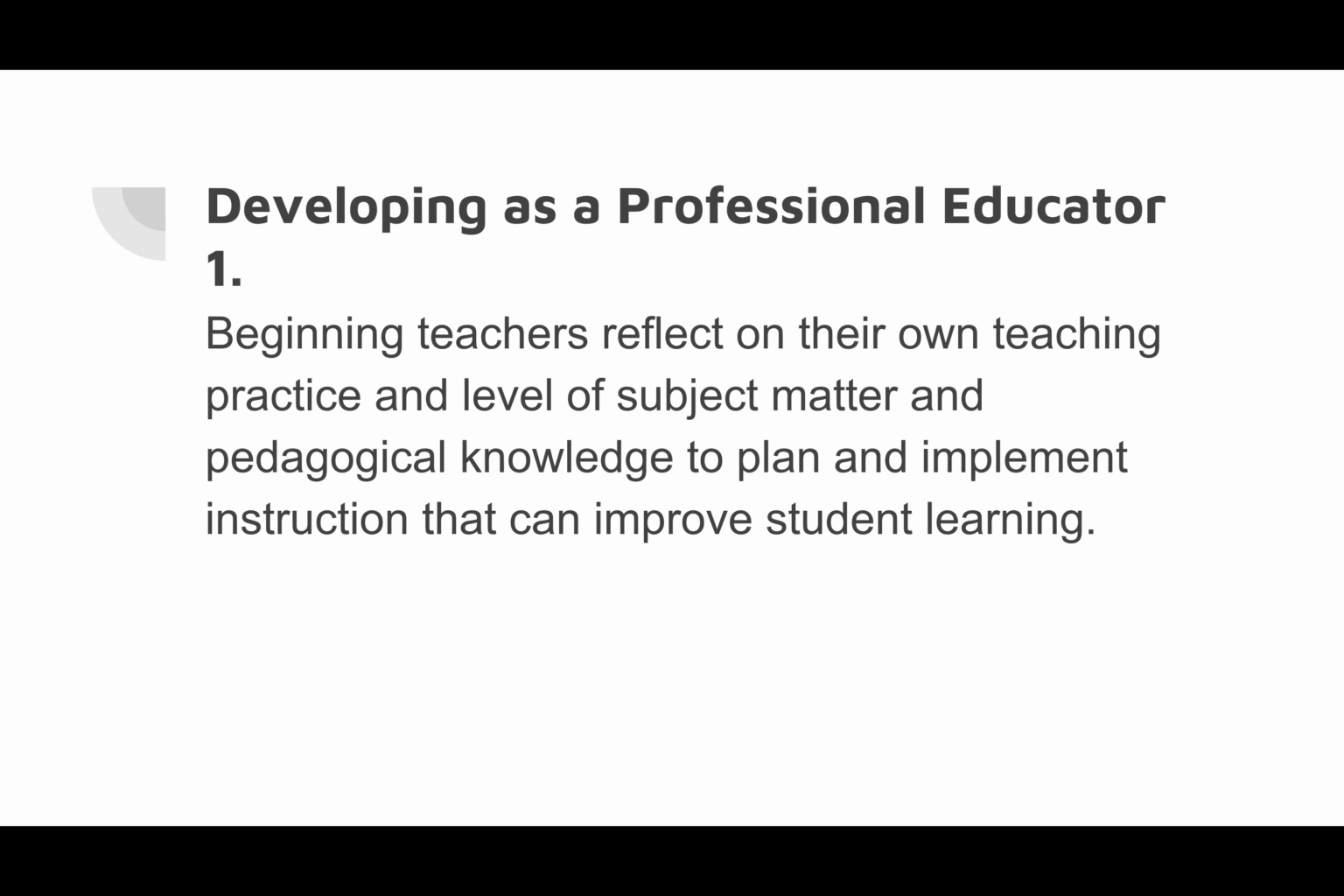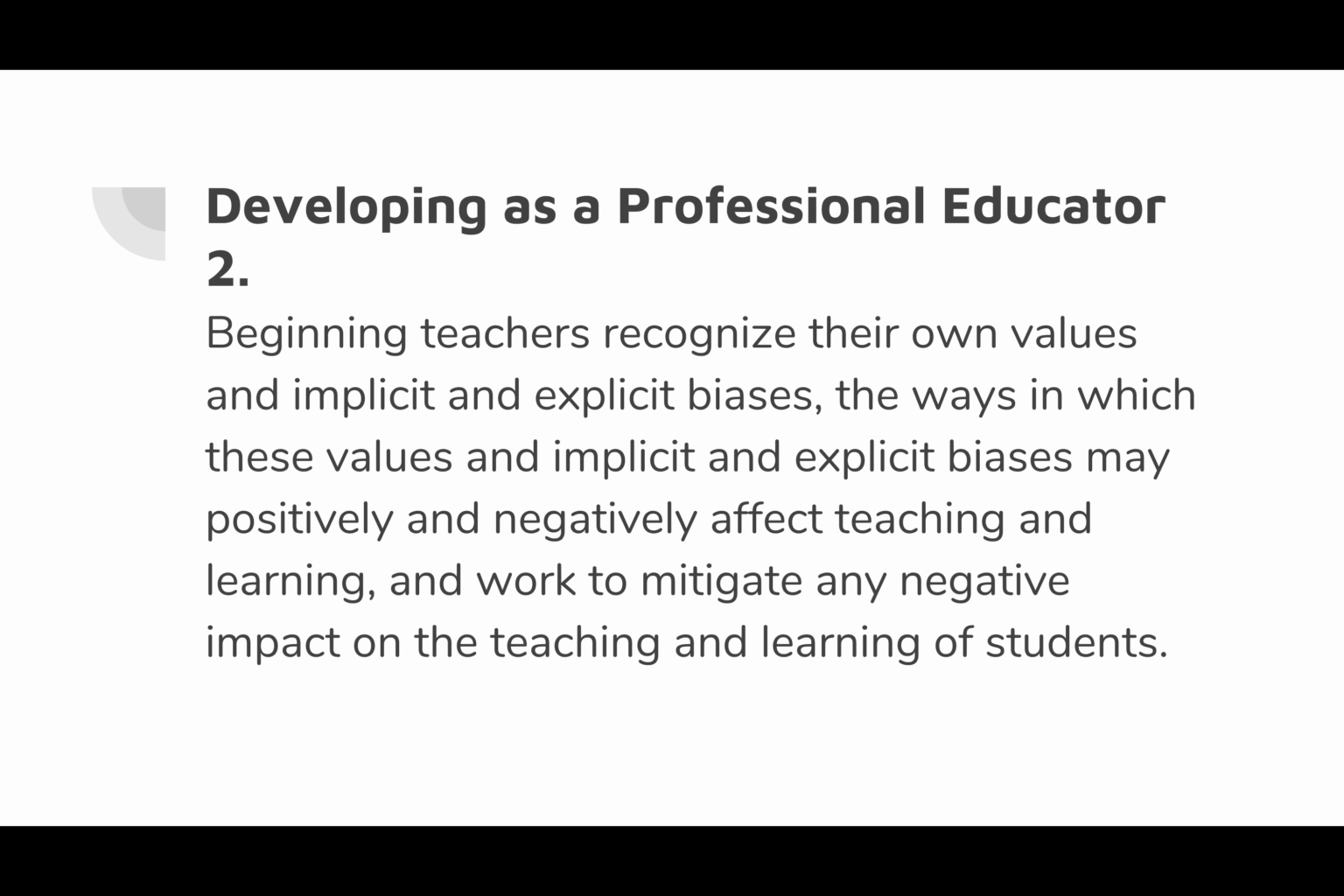Number 2 is beginning teachers recognize their own values and implicit and explicit biases. The ways in which these values and implicit and explicit biases may positively and negatively affect teaching and learning, and work to mitigate any negative impact on teaching and learning of students. I think you need to realize that all of us, in some way or form, have biases, and that we need to do things that will eliminate these biases while we're teaching.